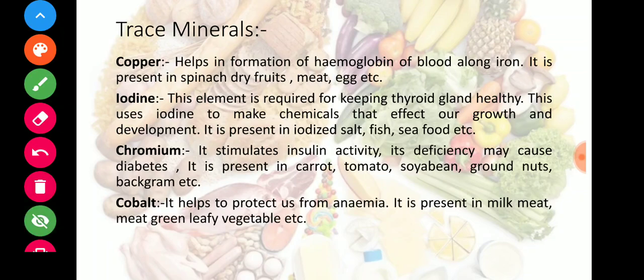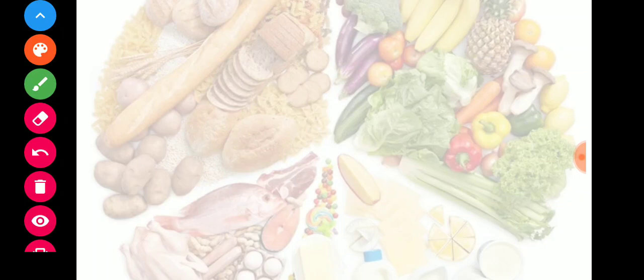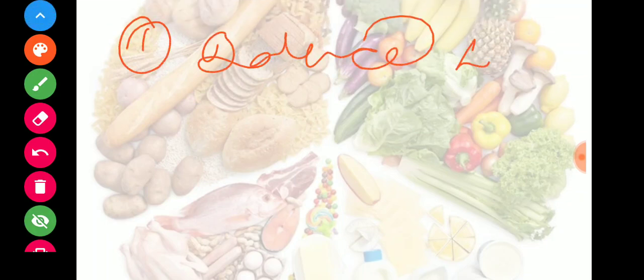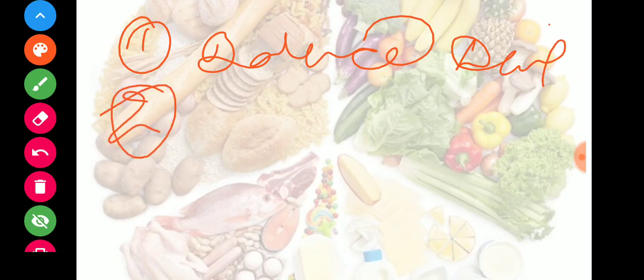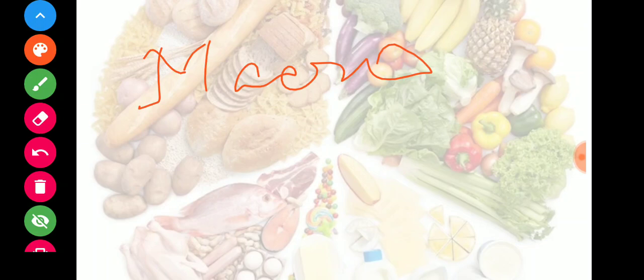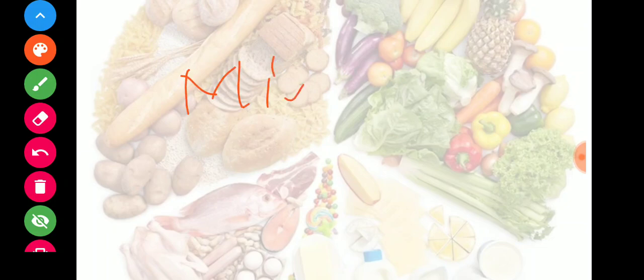So here I want to summarize the chapter, that is what we have studied. We have studied what is a balanced diet. The first one is balanced diet. The second one is nutrients. Then macronutrients, then micronutrients.